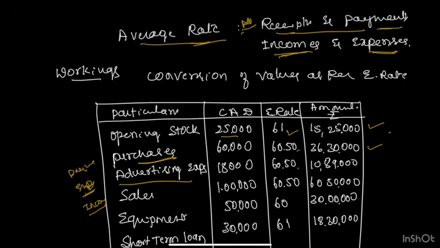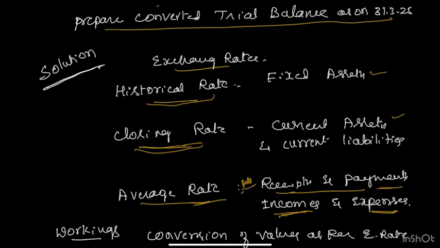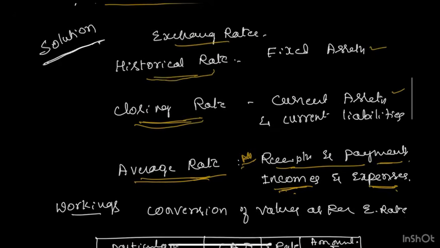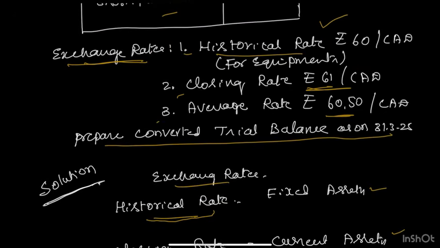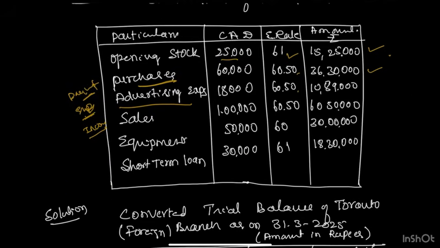The next is purchases. As we know, purchase is a payment. Okay, so payment means what we have to do as per the information. Payment means all receipts and payments, incomes and expenses, we need to consider average rate. So what is the average rate given in the problem? It's 60.50. So that value is taken here, 60.50. 60,000 Canadian dollar multiplied with the exchange rate of 60.50, so that you will get 36 lakhs 30,000.